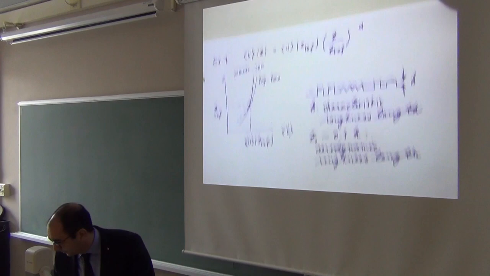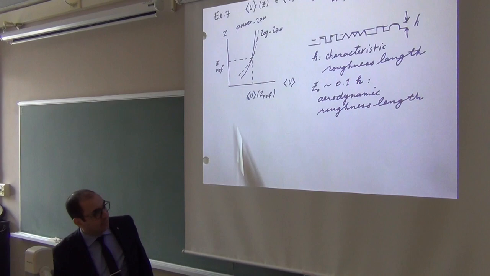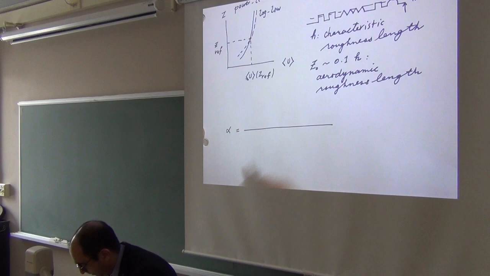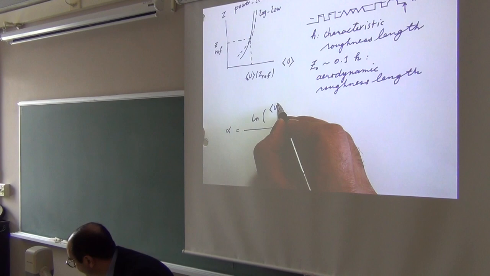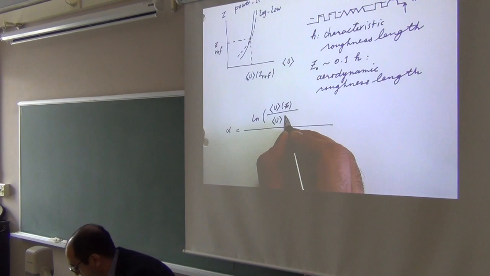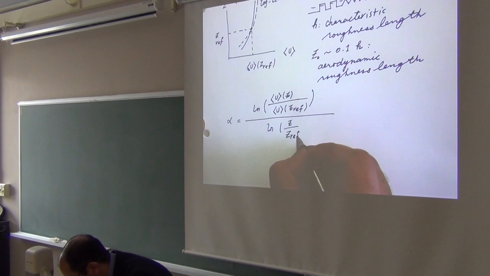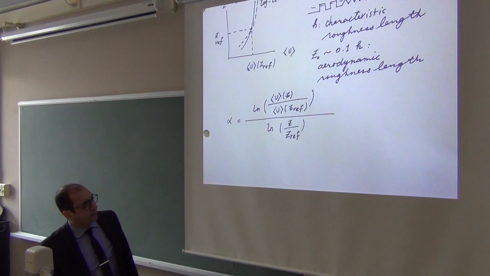Okay? Now, the first thing we do is we intersect the power law and the log law. And if you intersect that, you can solve for alpha and show alpha is ln of U at z ref, and then ln of Z over Z ref. Okay? The next comes from the very definition of power law, and then you do the matching.